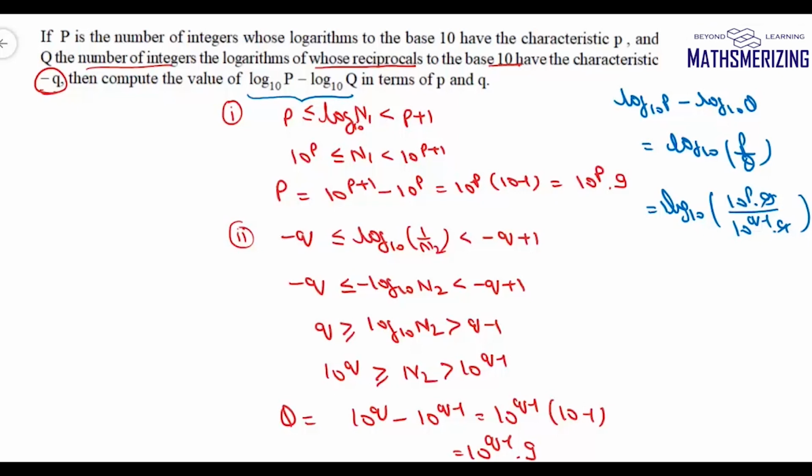9 and 9 will cancel, so I can write it as log 10 to the power p minus q plus 1. Now I can take this power out, and log 10 base 10 will be 1. So there'll be p minus q plus 1. So the answer to this question will be p minus q plus 1.